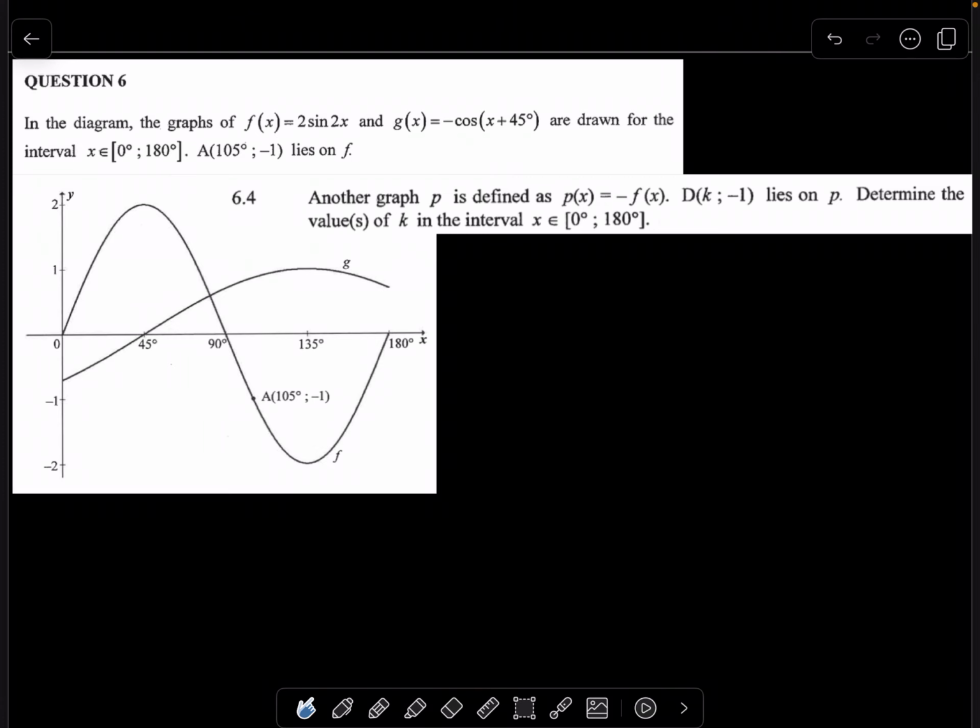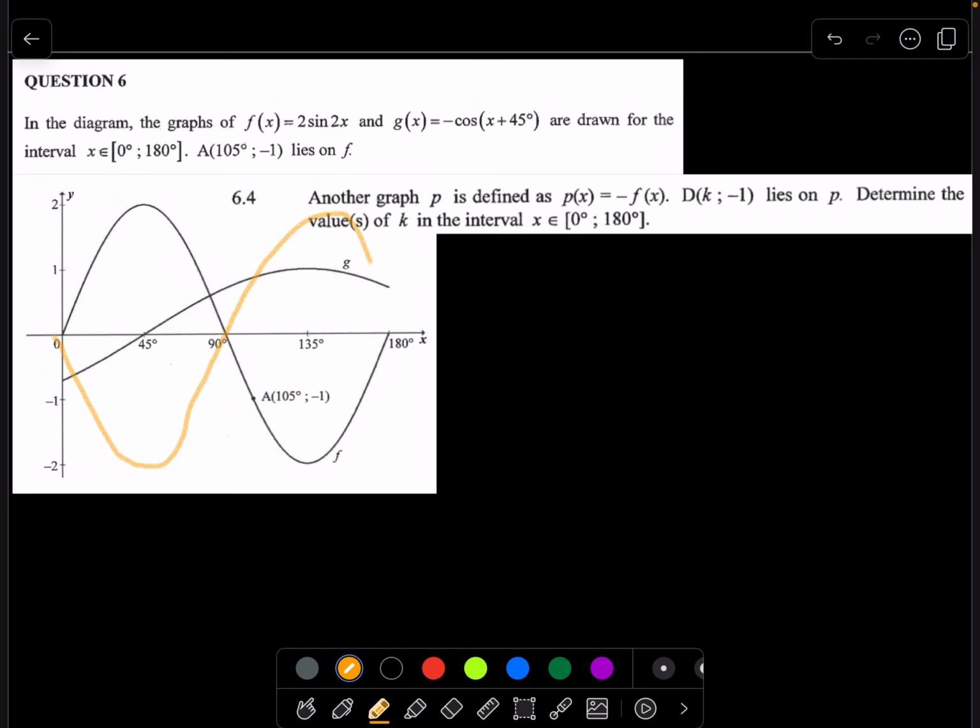Right, another graph P is defined as P of x is equal to minus f of x. So that's a reflection of f in the x-axis. So pretty much like that. No, so bad, so bad. And then we're told that some point D with x coordinate k and y coordinate -1 lies on P. So it's either this point or this point.